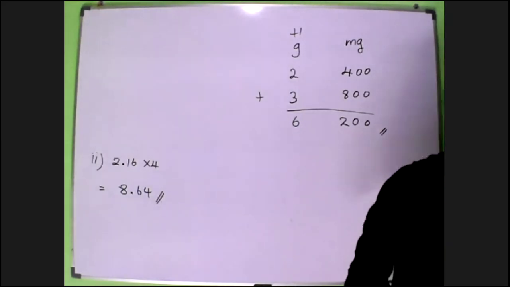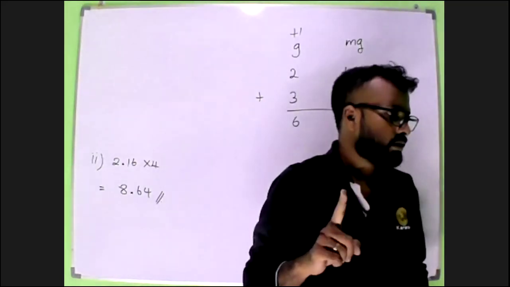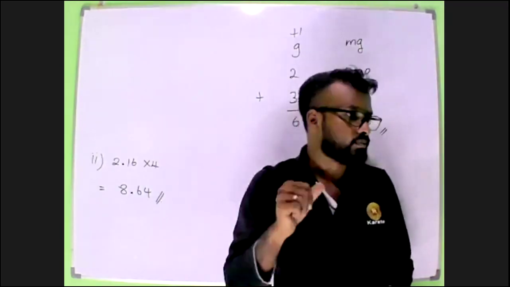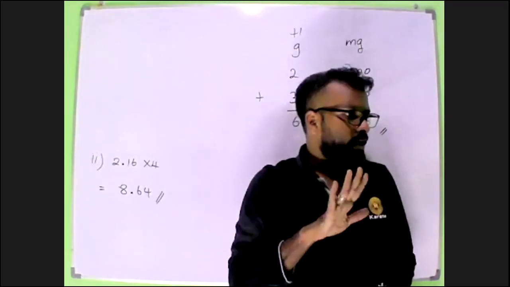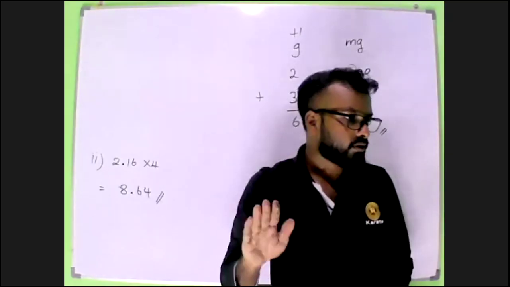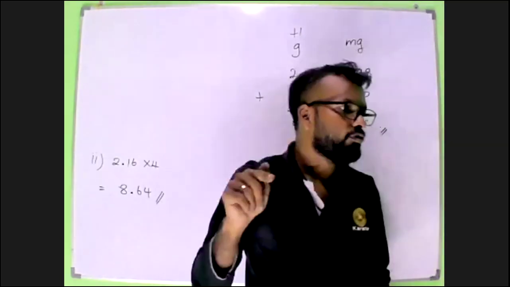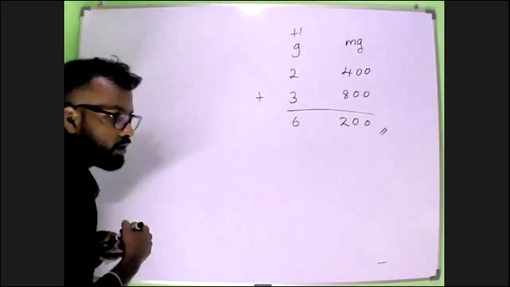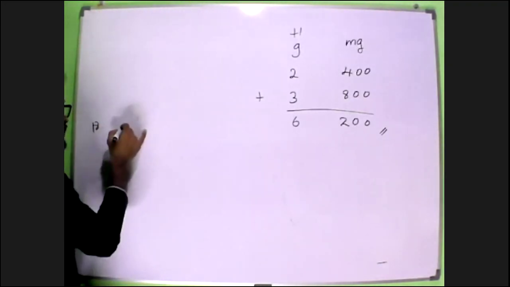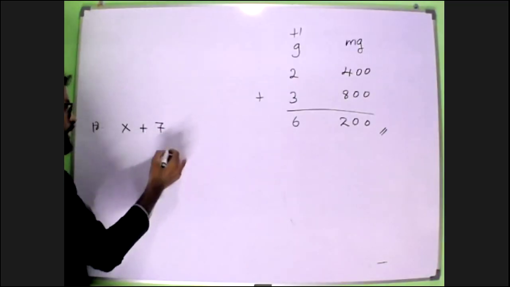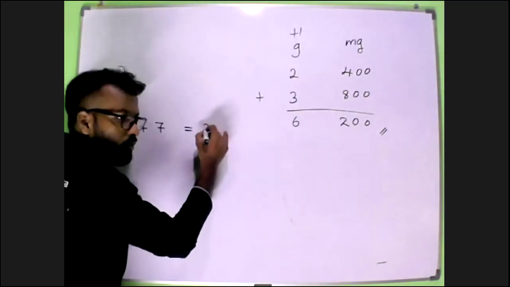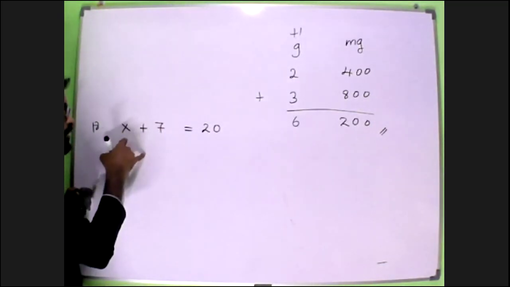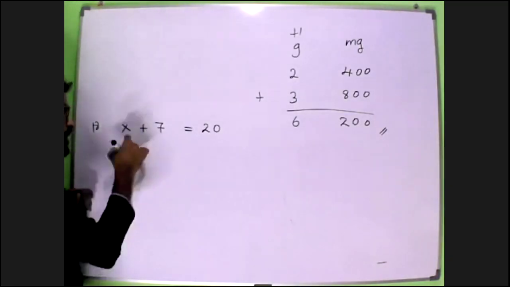Right, 18th one. When 7 is added to the number x, then its value is 20. Algebraic expressions, and also equations. So our unknown number is x. We are going to add 7 to it, then the total value will be equal to 20, right? So you have to find the value of x.